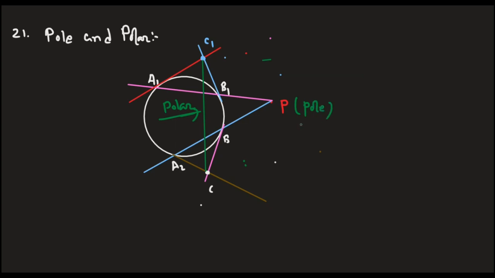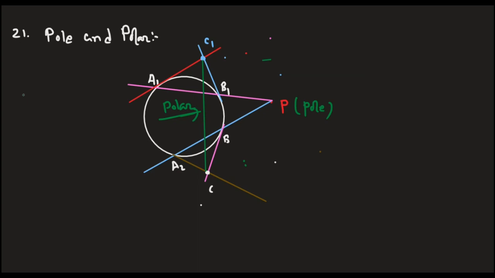Okay, now what is the definition of pole and polar? In the plane of a circle, we take any point P, and through the point P we draw any line which intersects our circle at 2 points, and at those 2 points we draw the tangents. Now the tangents intersect at some point, so we join the intersection points. That means the locus of the intersecting tangents is known as the polar of the point P with respect to the given circle.